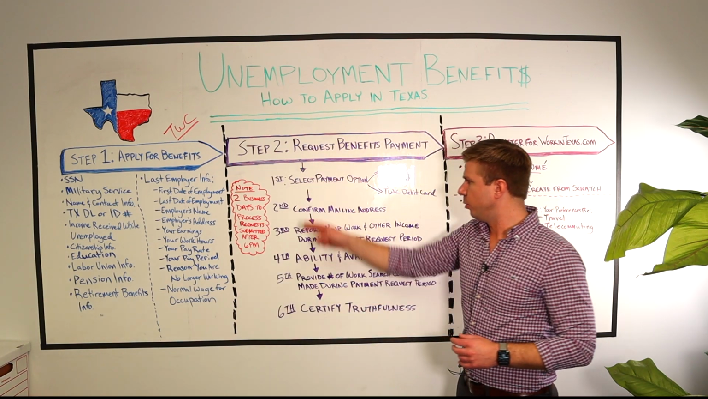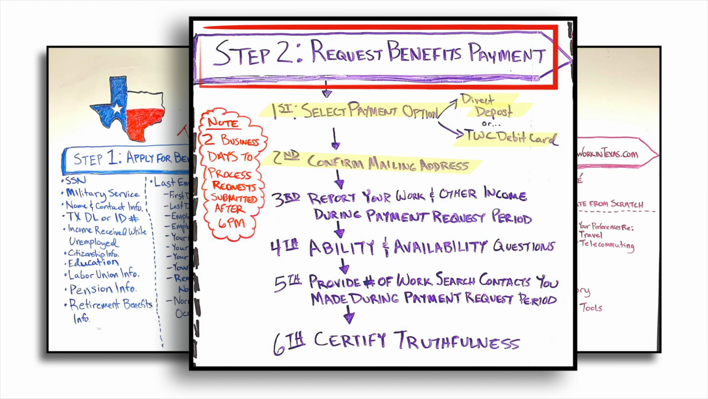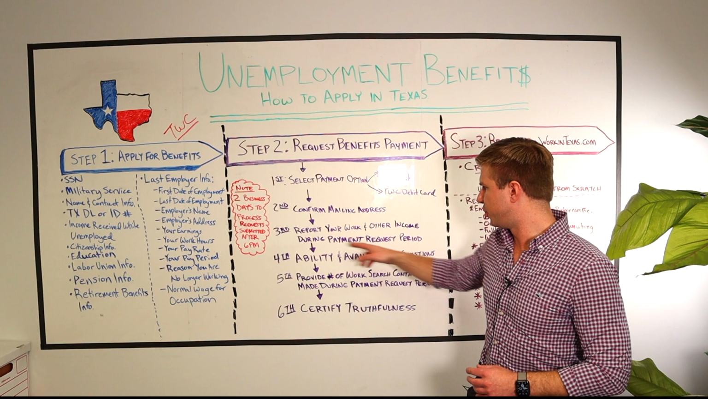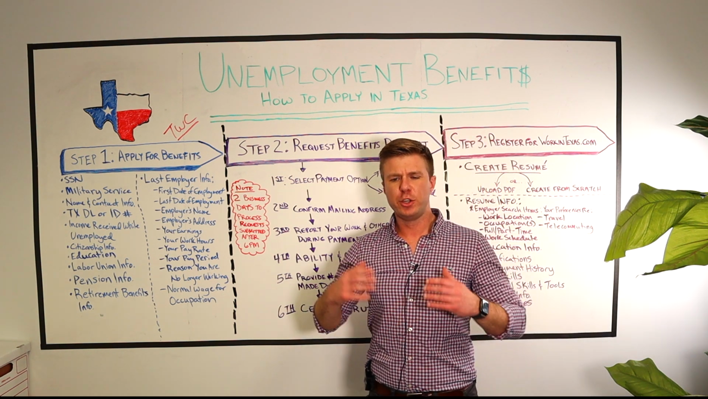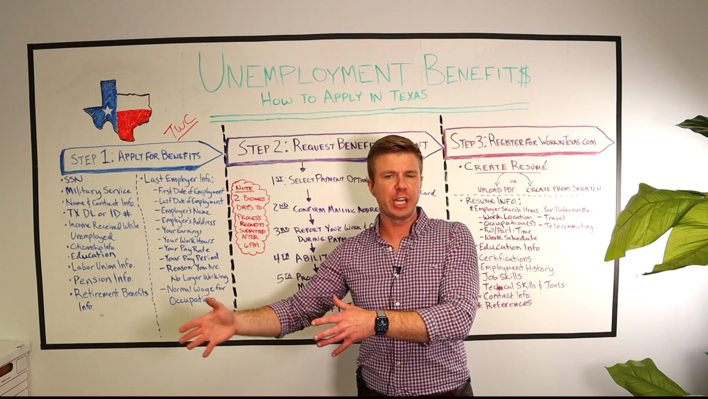Now, under step two, there's basically six things you're going to do when you go to request your benefits payment. First, you're going to select your payment option. There are two payment options, direct deposit, or you can get a TWC debit card. They'll send it to you in the mail. Second, you're going to confirm your mailing address. Third, you're going to report your work and other income during the payment request period. You've got to submit a new request for payment every time you want a new benefits check.